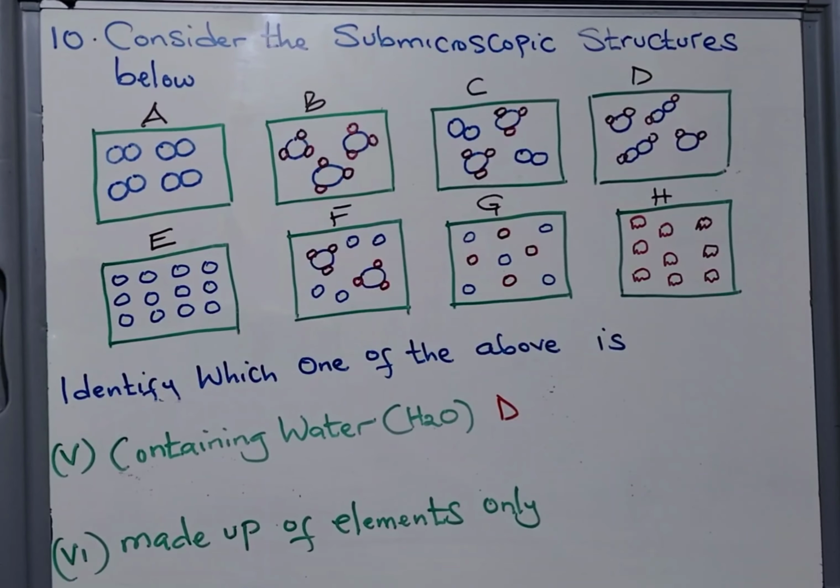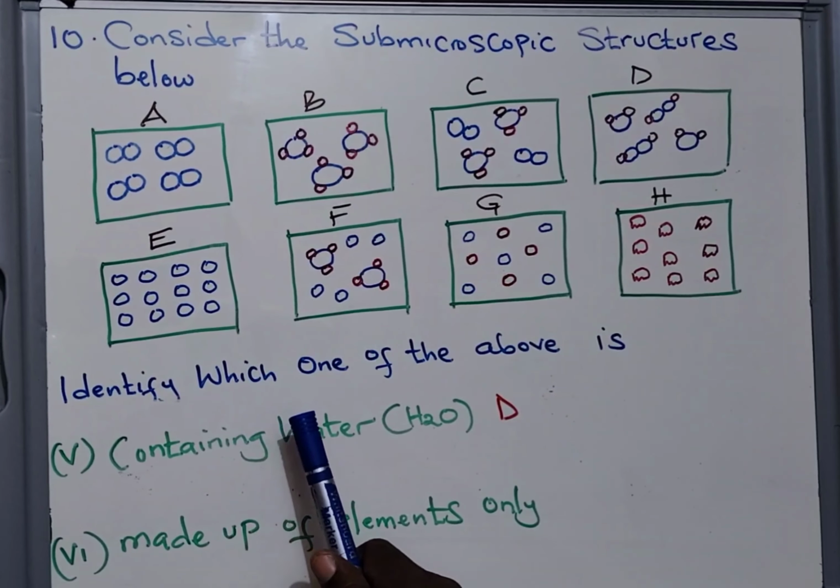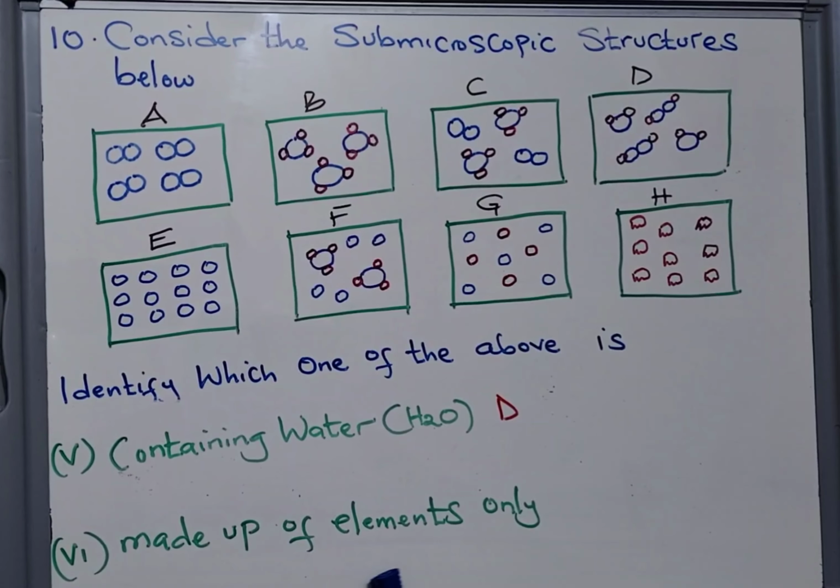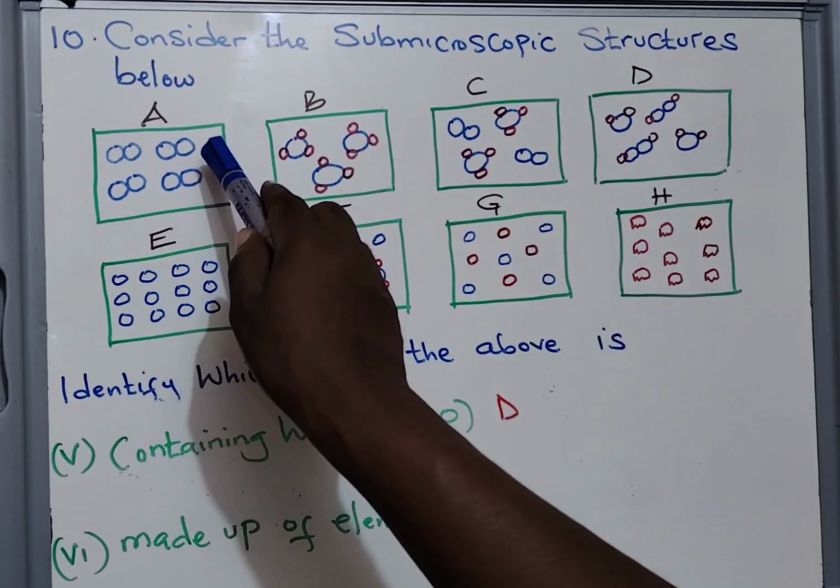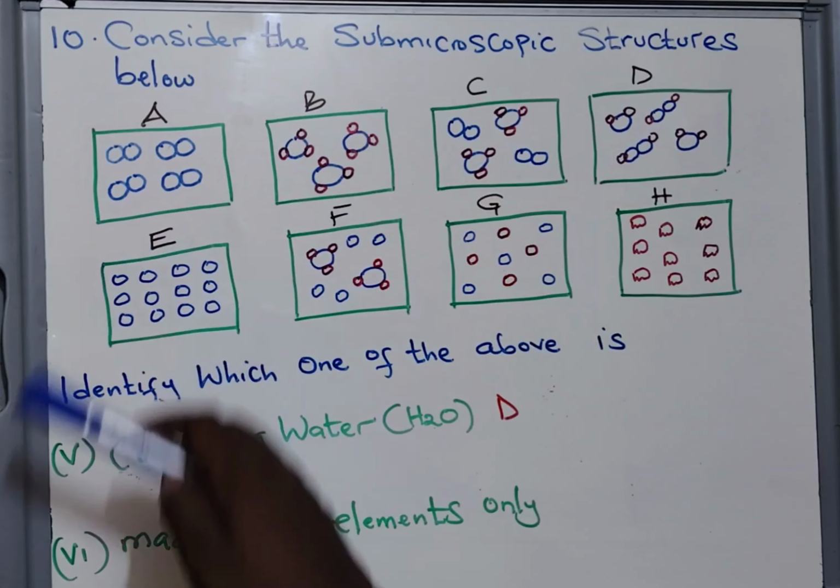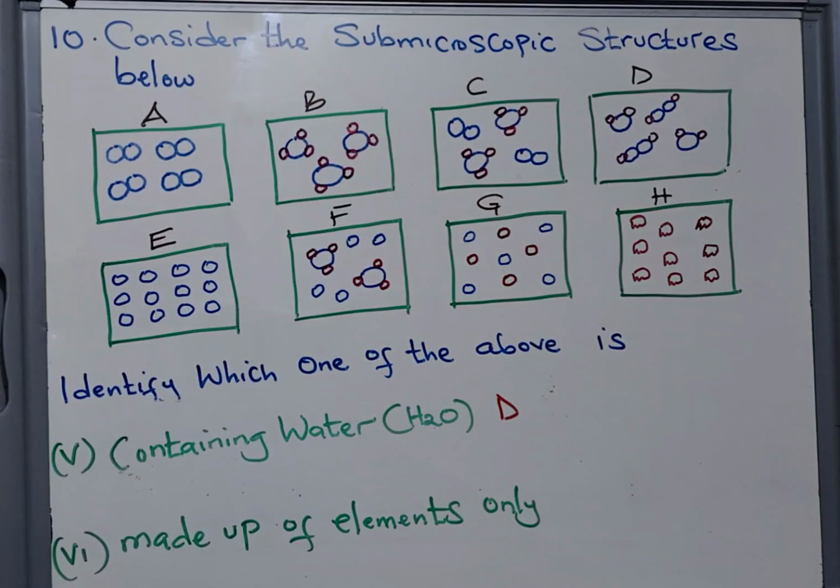Then we come to this one. It says that identify which one of the above is made up of elements only. You have to know that elements are made up of atoms of the same kind. It doesn't have any other kind. So here, let's start. We have A. A is made up of the same kind, though the atoms are paired. So we call A molecules of elements. Yes, it's existing in a molecular form, but it is an element.